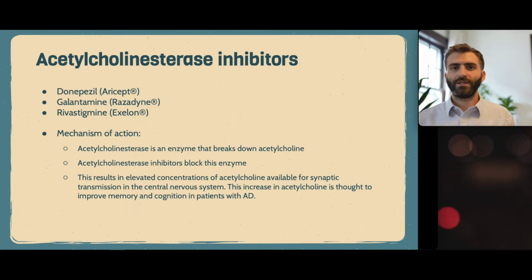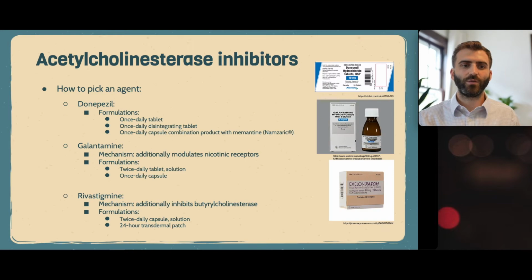Acetylcholinesterase is the enzyme that breaks down acetylcholine, which is low in people with dementia. So when you block the enzyme that breaks down acetylcholine, you thereby increase acetylcholine, which can increase neuronal function. That's how these medications work.